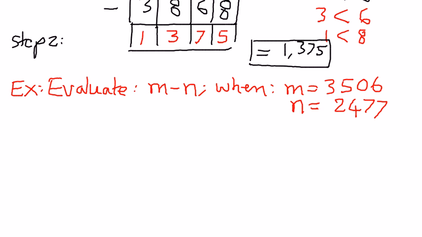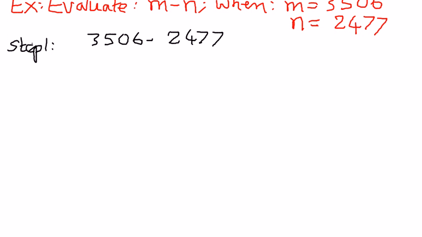In this example, we're going to follow a few steps. Step number one. We're going to substitute the values of the variables into the given expression. So we have 3506 minus 2477. That is how we can rewrite the problem. And now we're going to subtract 2477 from 3506, and we're going to place these numbers in the place value chart which we've been talking about.